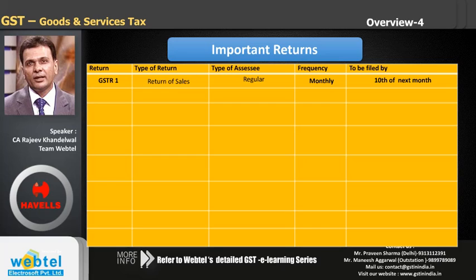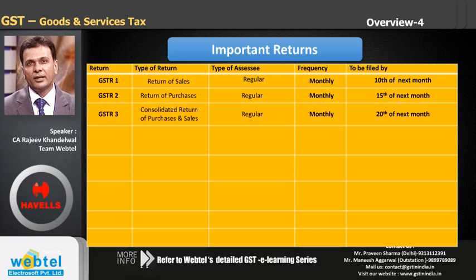Then we have GST-R2, which is the return of inward supplies or purchases, which is to be filed by a regular dealer on a monthly basis by the 15th of the next month. GST-R3 is a consolidated return of inward and outward supplies, or in the current scenario we can say purchases and sales. It is to be filed by a regular supplier on a monthly basis by the 20th of the next month.